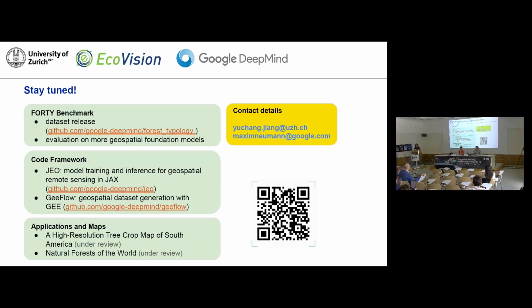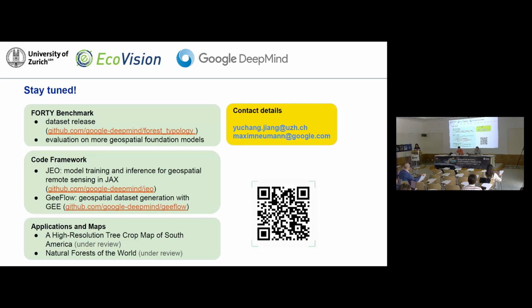So this is the end of my presentation, and please stay tuned to our work. Actually, we are open sourcing almost everything. For this benchmark, the dataset is already released on this GitHub page. And we are preparing more evaluations on the geospatial foundation models. As for the code, we are releasing two frameworks. One is Geo, a JAX-based machine learning framework for Earth observation. The implementation of the model I mentioned, MTSViT, is already inside this GitHub.